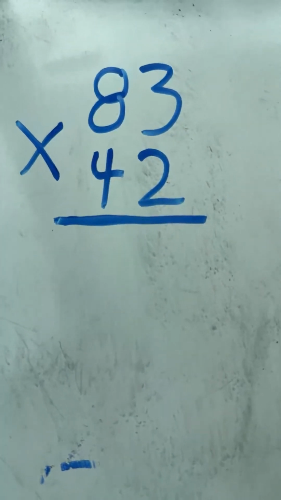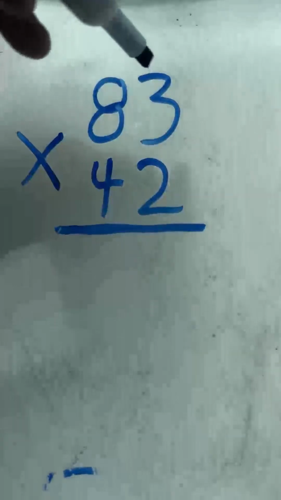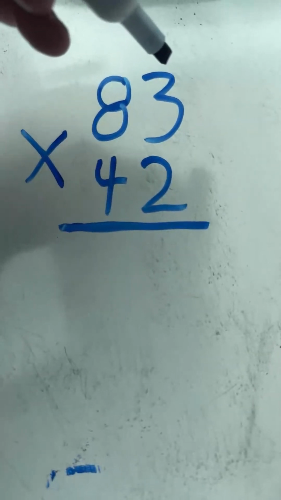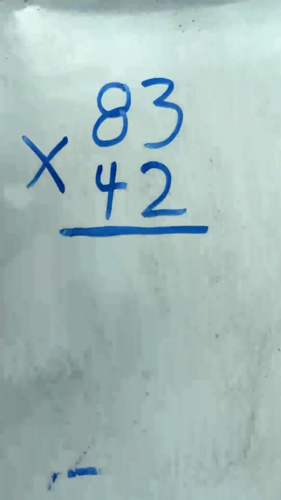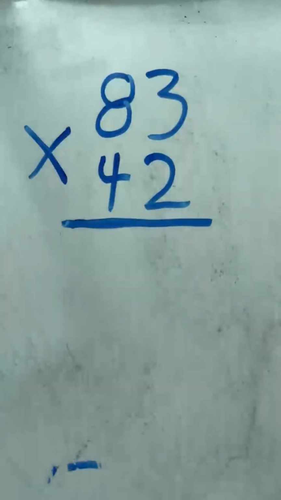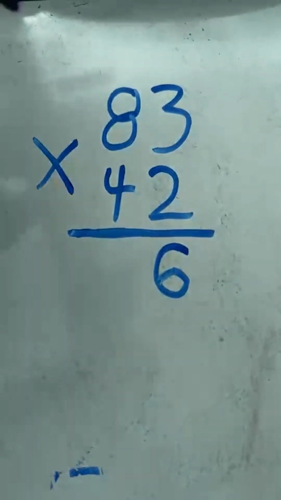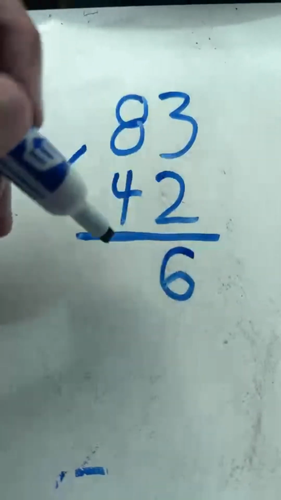So we are going to start in the ones place. We're going to start by multiplying both digits in the ones place. 3 times 2 equals 6. And we do not need to regroup because our product is less than 10. We only regroup when our product is 10 or more. 8 times 2 equals 16.